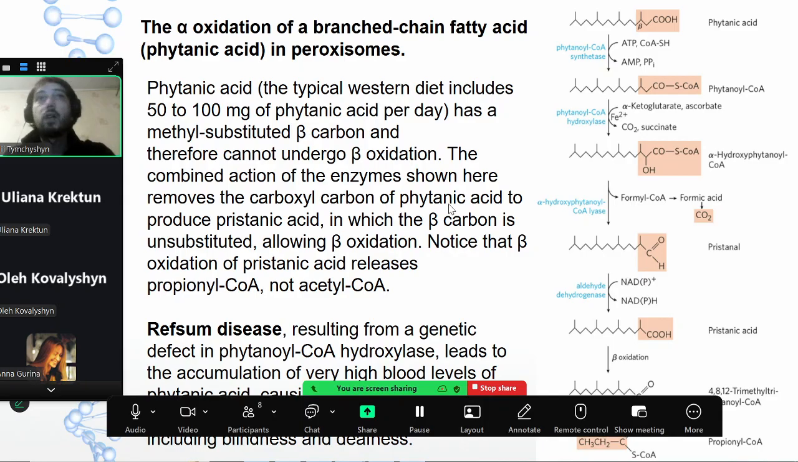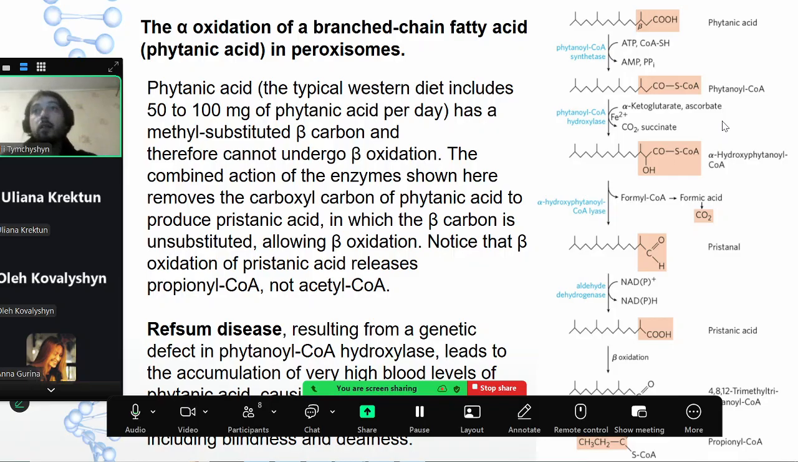What else? Phytanic acid. I'm not sure how to read that, maybe phytanic. That's a branched chain fatty acid. It is processed in peroxisomes. So here you see the phytanic acid, and here you see these branches, like CH3 groups.